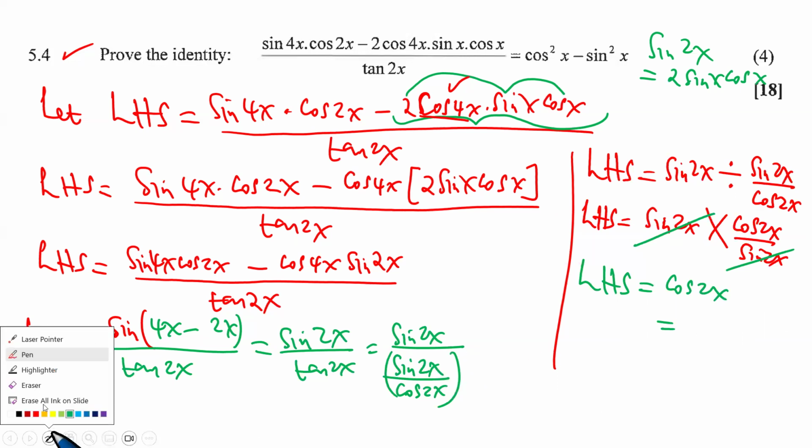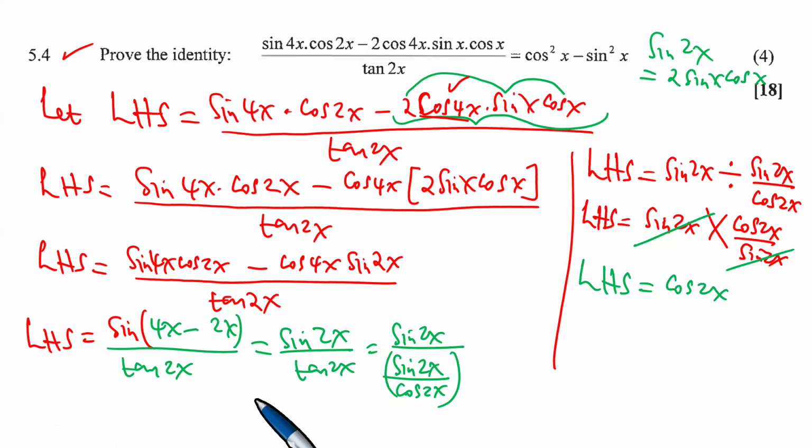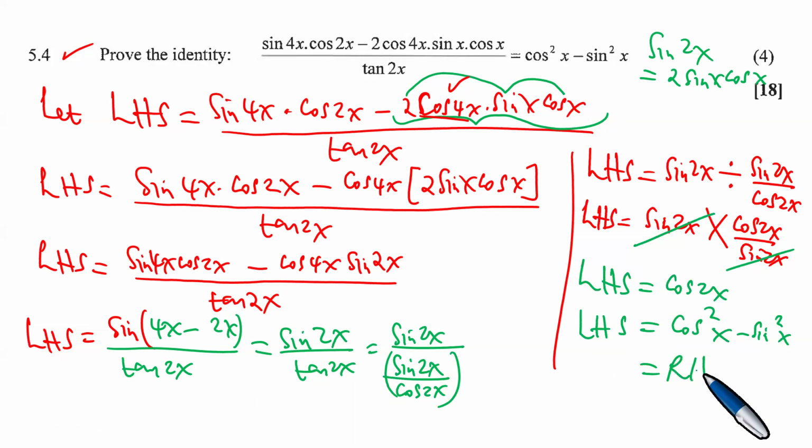Okay, what is cosine 2x? Is it equal to cosine squared minus sine squared? Yes, it's equal to cosine squared x minus sine squared x. It's the double angle formula, and this is the right-hand side. And as a conclusion, the left-hand side equals the right-hand side. Any question now, or anything to add here as we prove this identity?